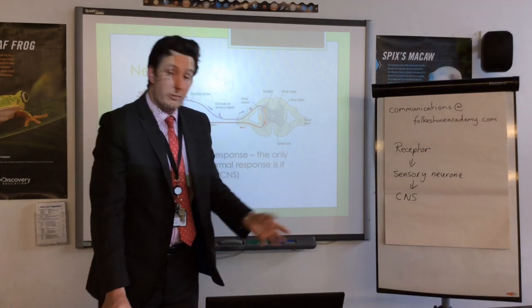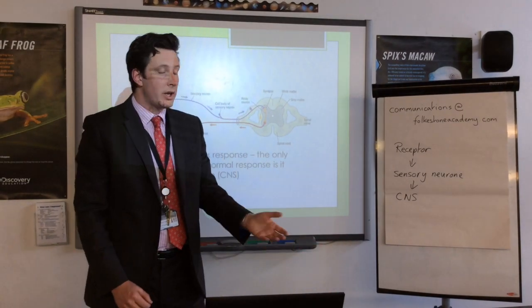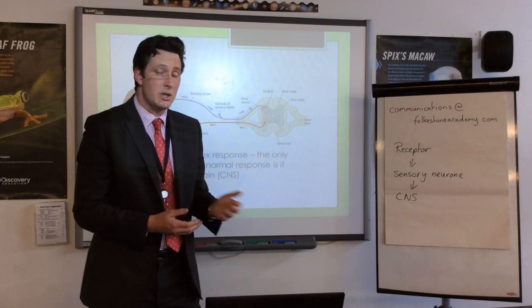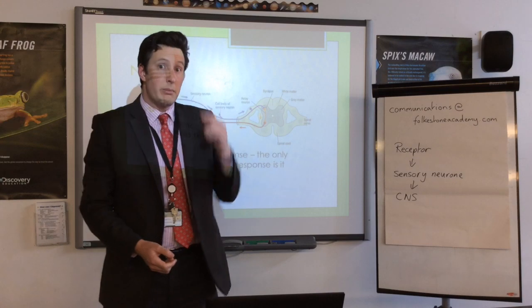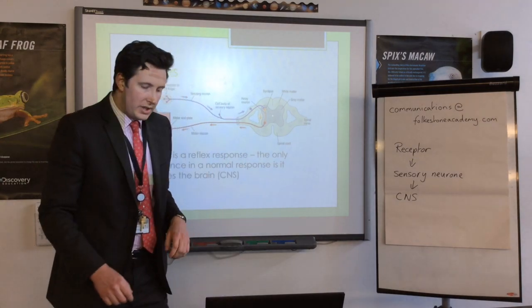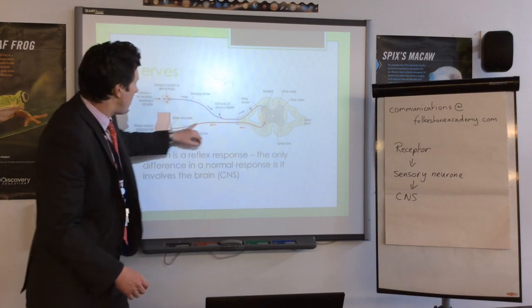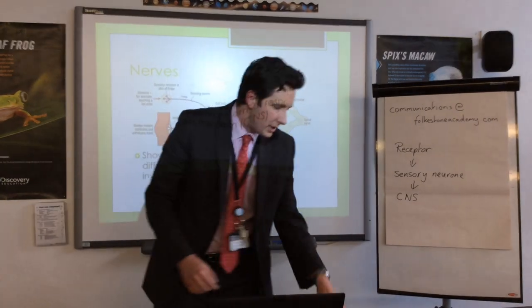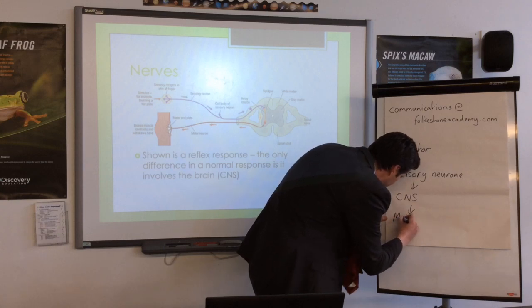Okay, so for me, an example would be I see the pen. That's the stimulus. It goes into my eyes, which are the receptor, and sends a message down a sensory neuron to my brain. My brain then decides it wants to pick it up. So what happens next? That sends a message down a motor neuron. So the central nervous system sends a message down a motor neuron.